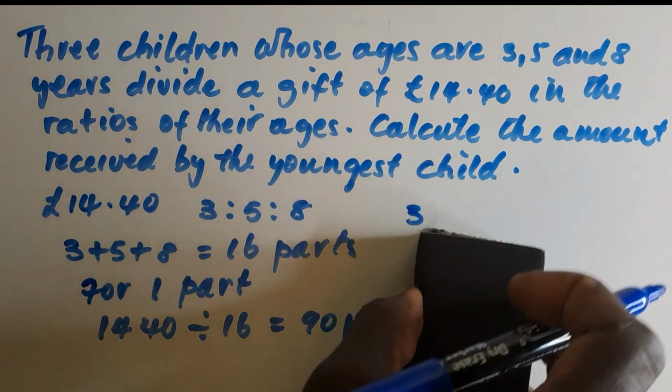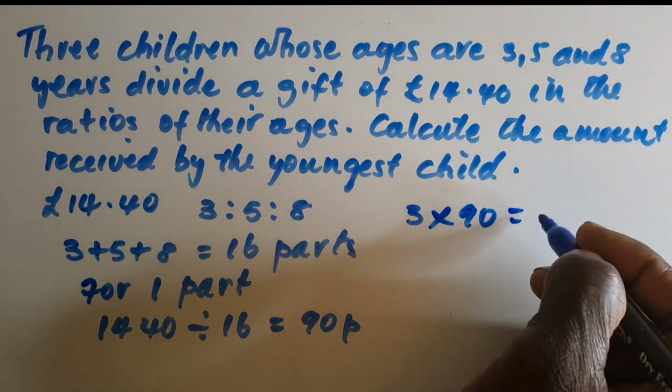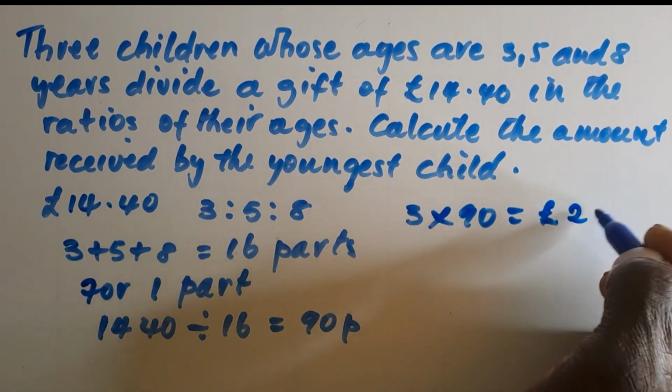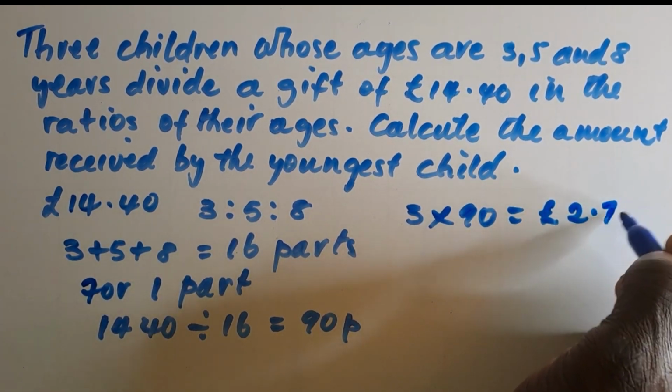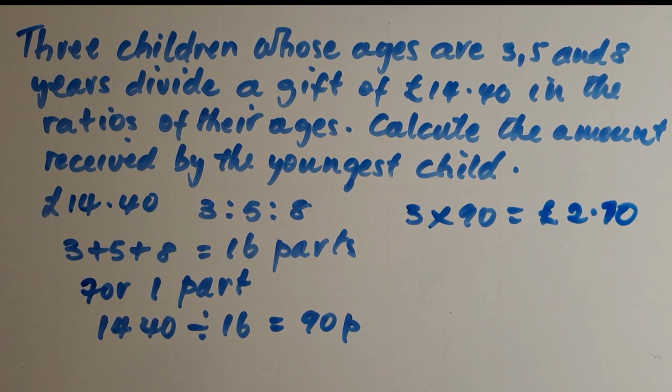Sorry about my blotchiness, which is £2.70. But how do we know if we're correct? There is a way of checking this. And so what we'll do is calculate the amount given to the other two, the 5-year-old and the 8-year-old.